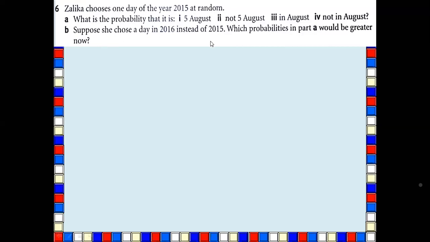How many days in the year? I don't remember. Like, you should know that. In the year, we have 365 days. So, choosing 5 August is 1 out of 365. Because our reference is the year. She's choosing a day out of the whole year. So you should know the number of days in the year, the number of months in the year, and so on, okay? Okay, let's choose someone else.